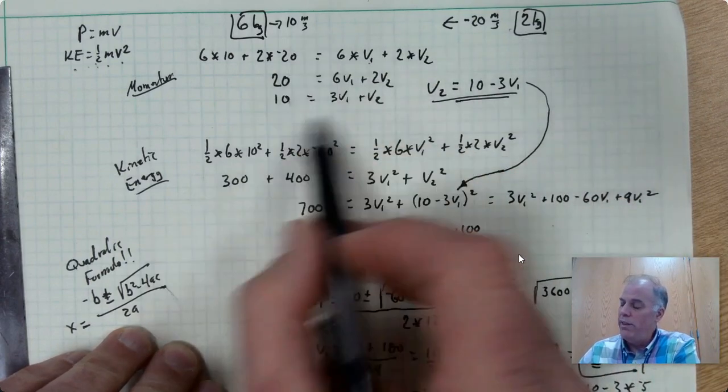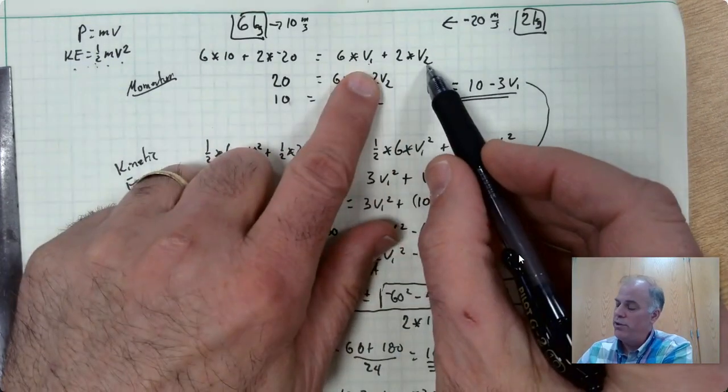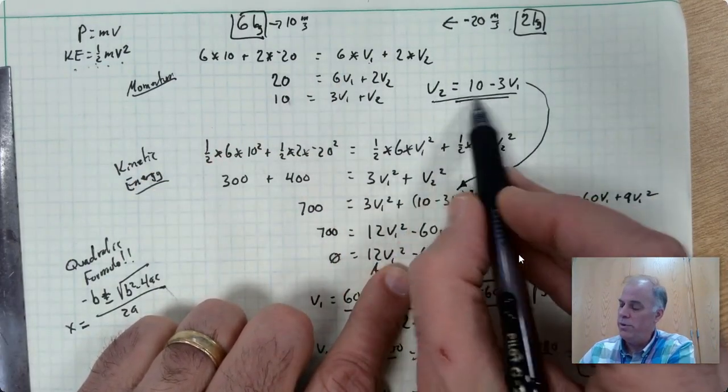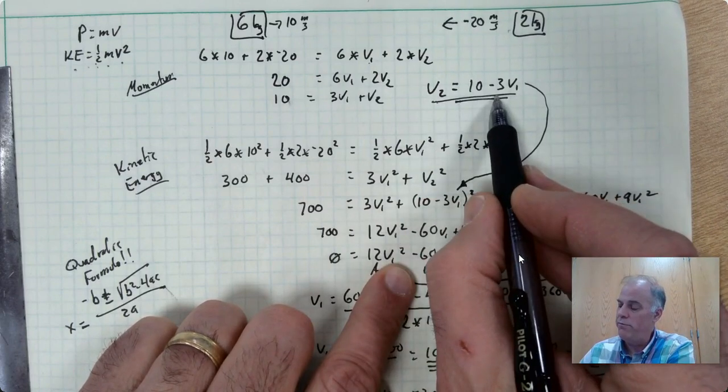And we're going to boil this down to put one of those variables in terms of the other, so you can follow through when you see it. And we get V2 is equal to this. So we have V2 in terms of V1.